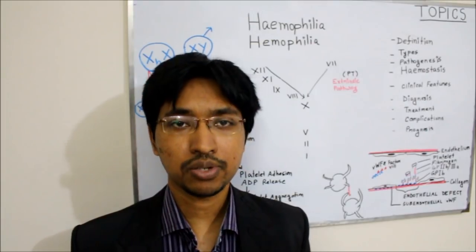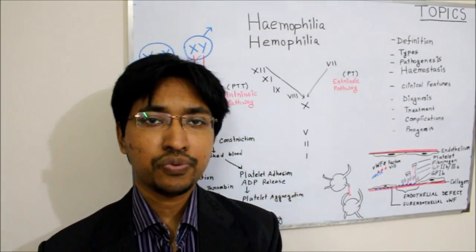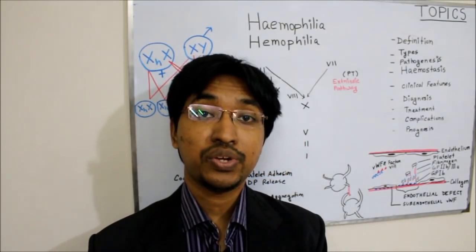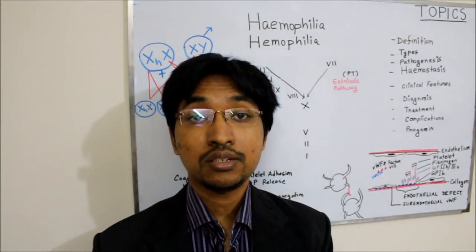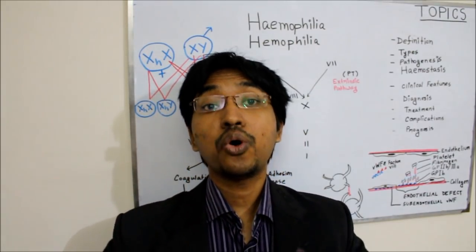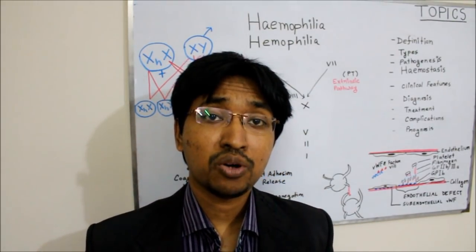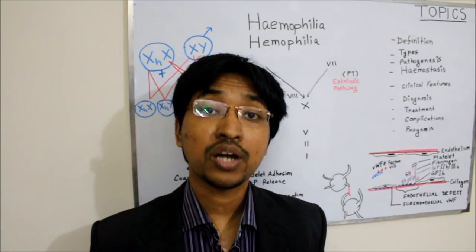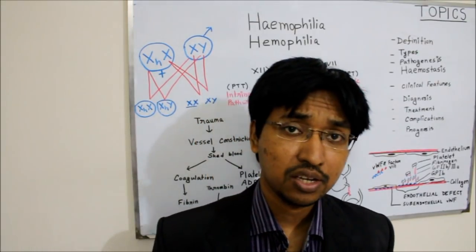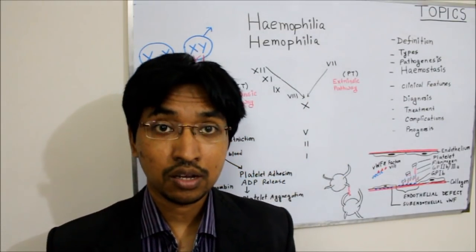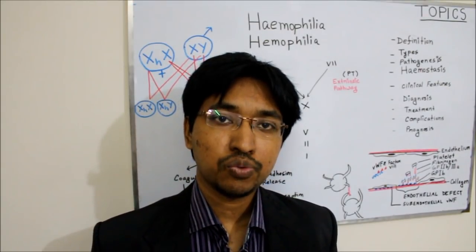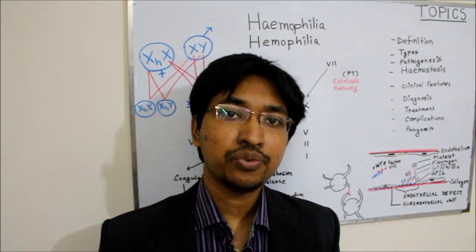Now, which one is common? As a matter of fact, hemophilia is a very rare disease. The incidence of Hemophilia A is 1 in 10,000 population, and Hemophilia B is even more rare, say for example about 1 in 50,000 or 1 in 100,000 population. Something like that. Okay, so Hemophilia A is the common one, and Hemophilia B is very rare.